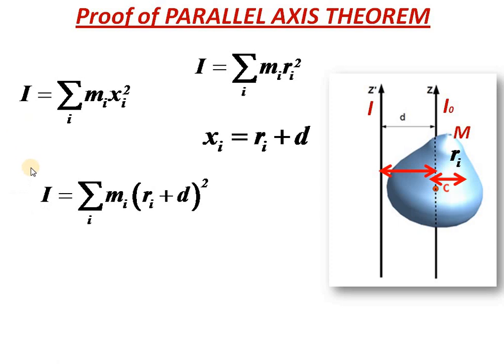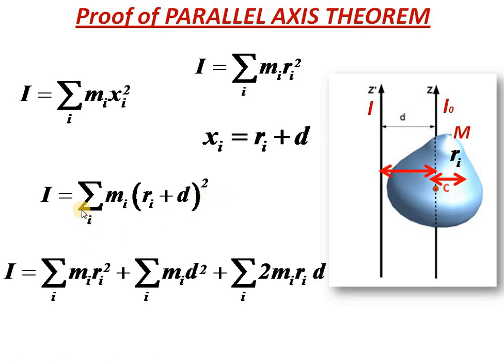So what happens? You will get I equal to the summation of mi into (ri plus d) all square. Now we can take the square. This is something like a square plus b square plus 2ab. So you have mi ri square first, then mi d square second, then there will be a 2ab term, which is 2 mi ri d. So there are three terms in the result.